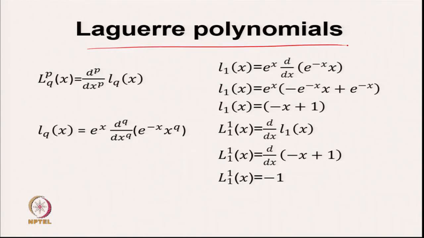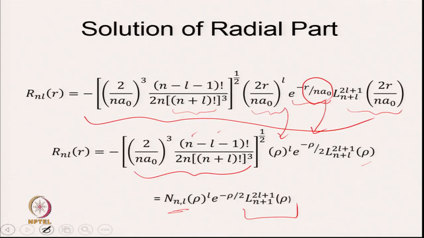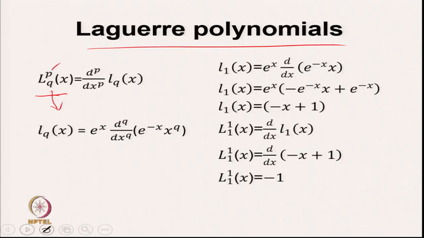Laguerre polynomial. So, this is basically your this thing. L, with superscript P and subscript Q. And if you go back, you can see superscript P is equal to 2L plus 1, and subscript Q is equal to n plus L. So, keep that in mind.